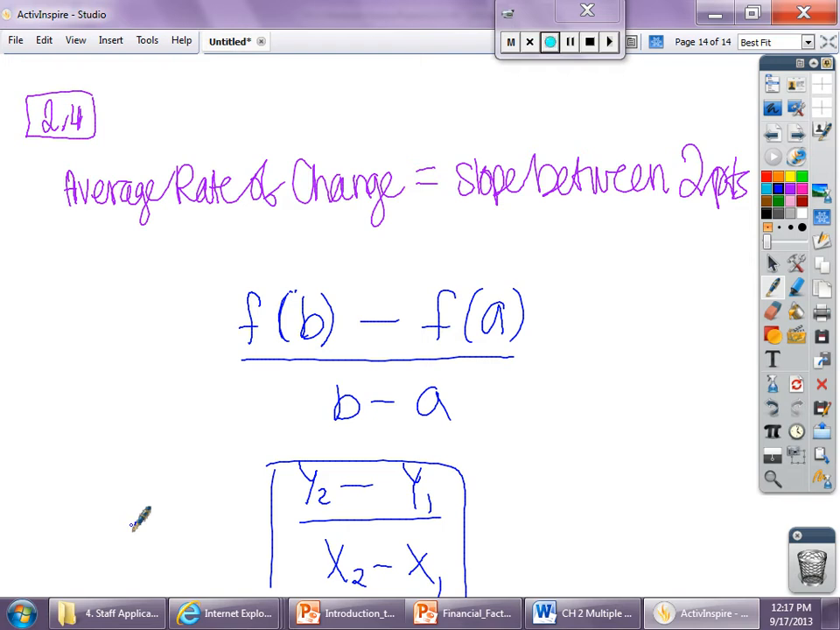Instantaneous rate of change is the one that you guys are going to have to do a little bit more often.